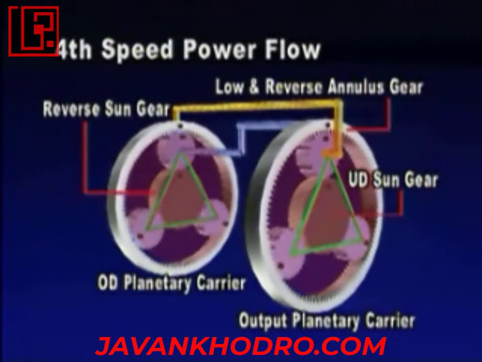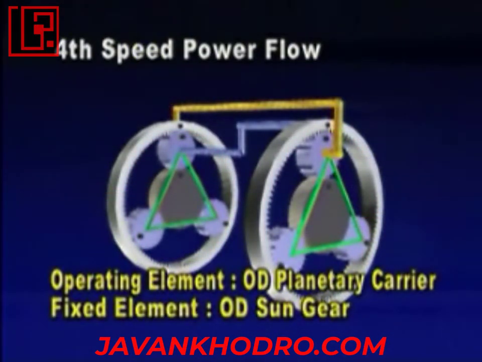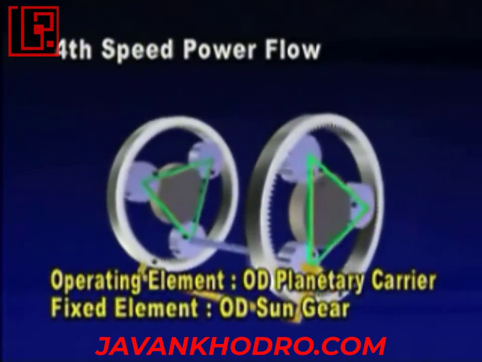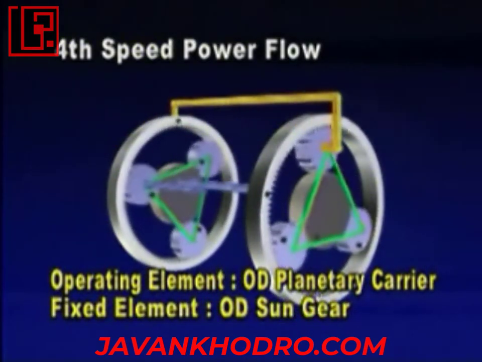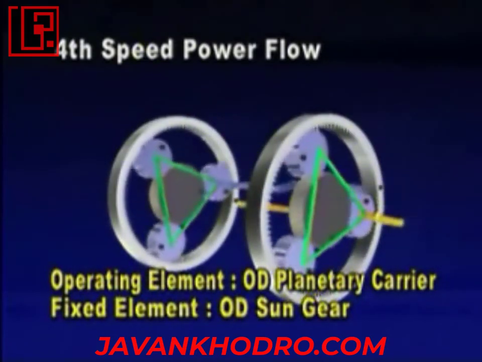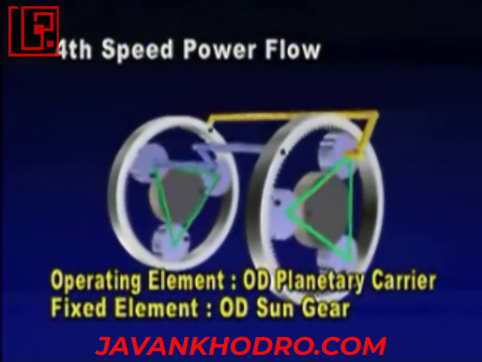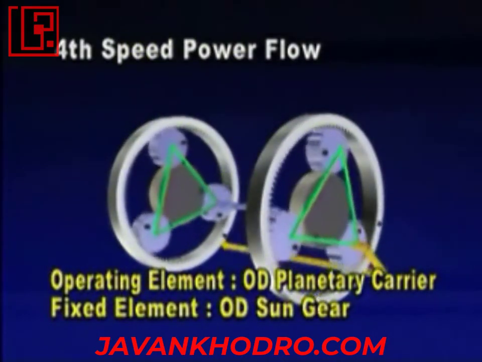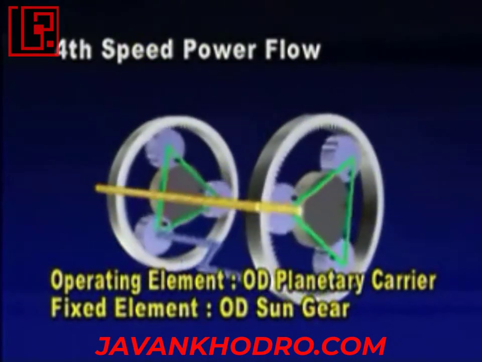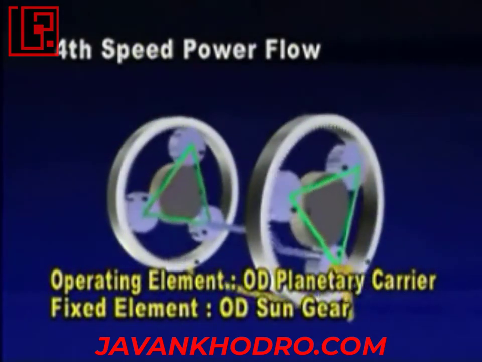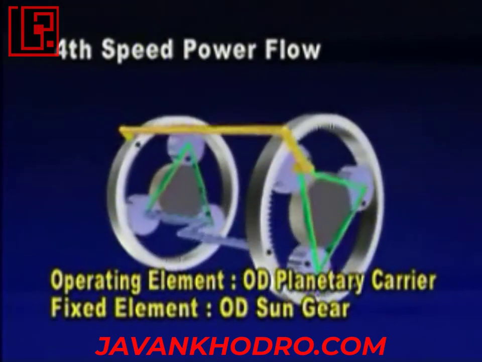In fourth speed, the overdrive clutch and second brake operate. Driving force from the input shaft is transferred to the overdrive planetary carrier by way of the reverse clutch. On the other hand, rotations of the output annulus gear are accelerated since the reverse sun gear is fixed by the second brake, and the idle rotation of the overdrive pinion around the reverse sun gear is added to the overdrive carrier rotation.